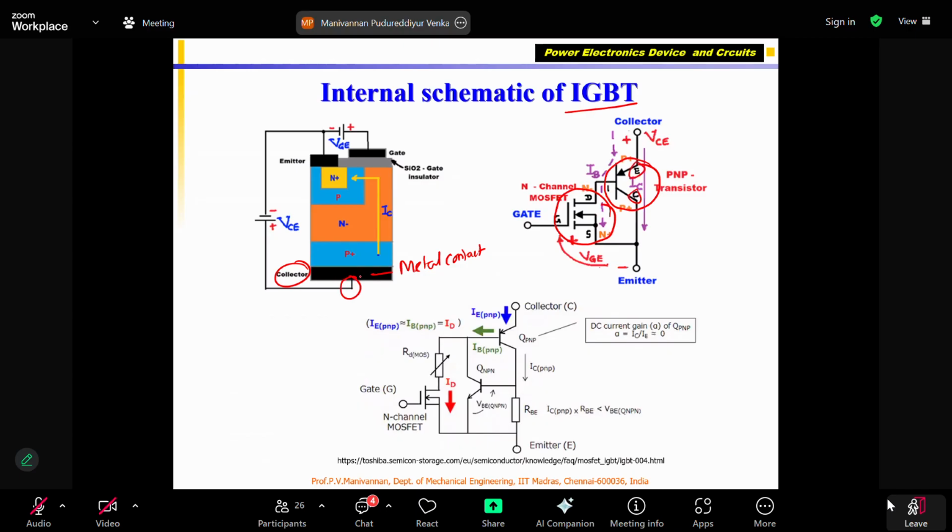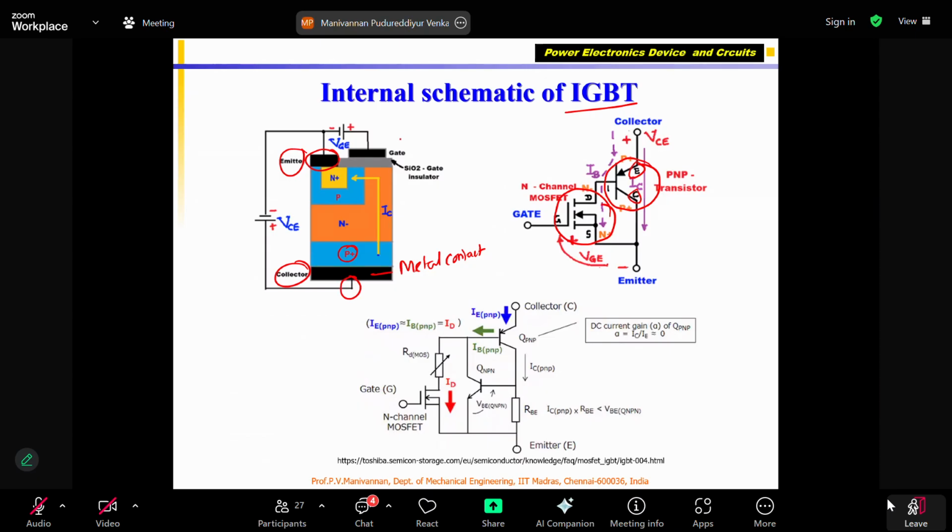Collector terminal is taken out from the P plus terminal. Then emitter is taken from N plus. You can see that this is the emitter. This is the metal contact, black color metal contact, which is touching the N plus. So then the third contact is called the gate.